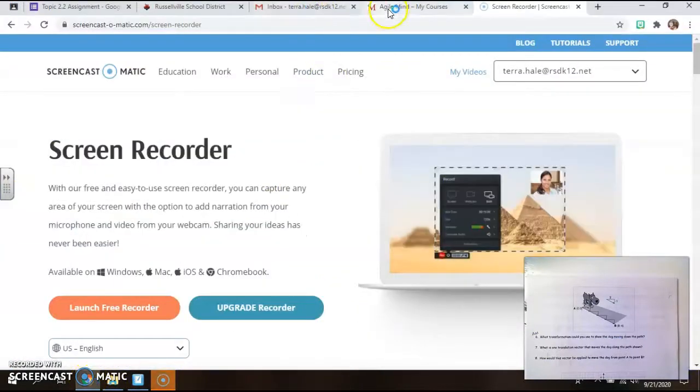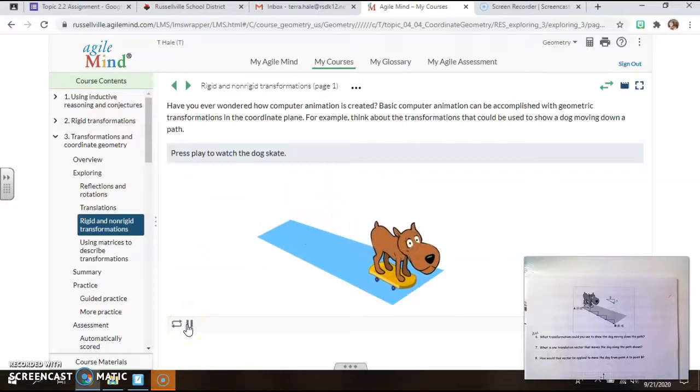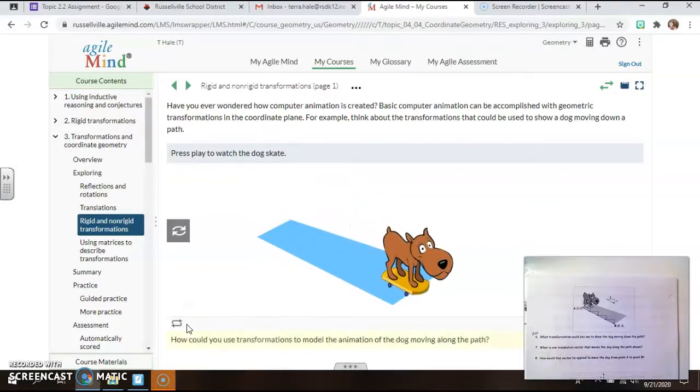Certainly not going to be incredibly entertaining, but we're going to watch this dog skate. So, like I said, not quite up to the level of your gaming systems yet, but this is just a basic motion that we can use transformations to model. So, think about how we could use transformations to model the dog moving along that path.